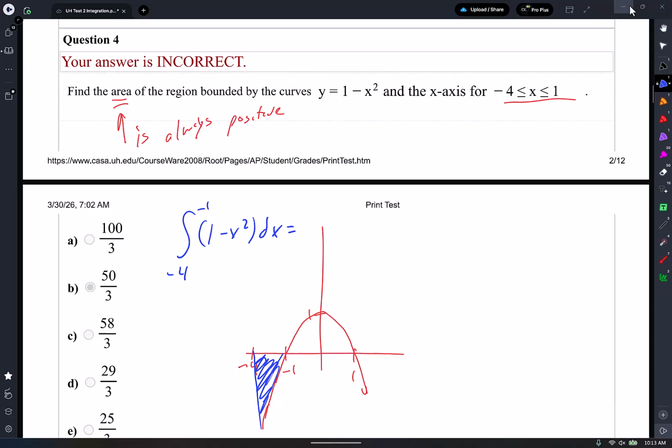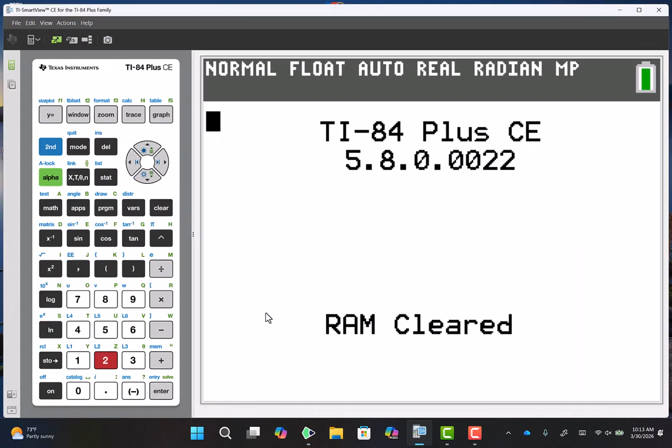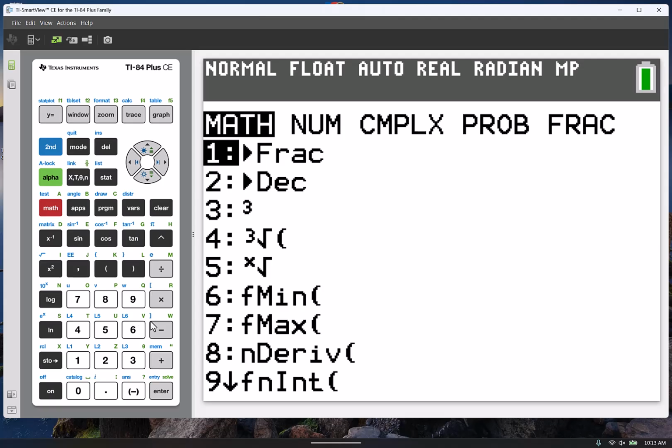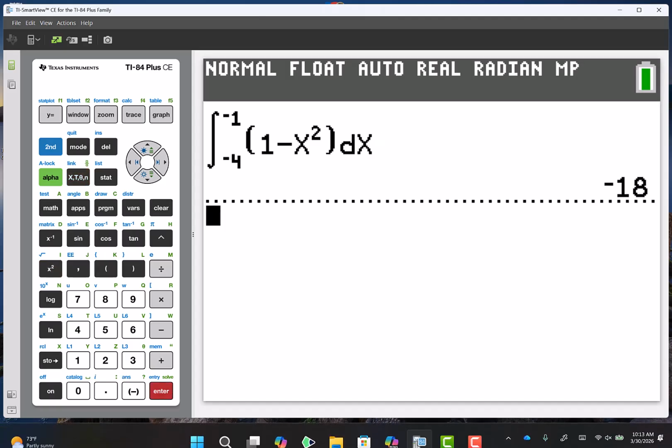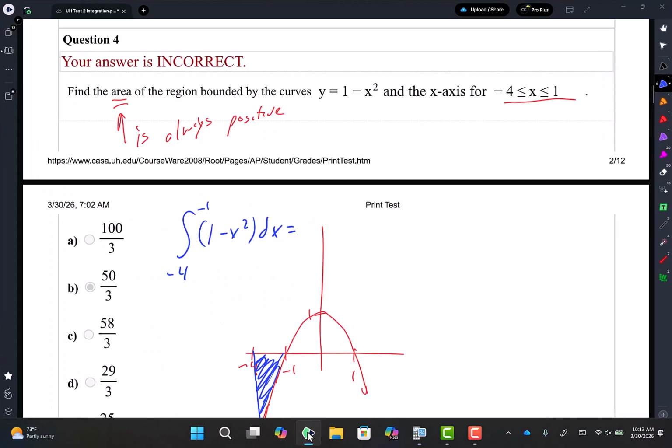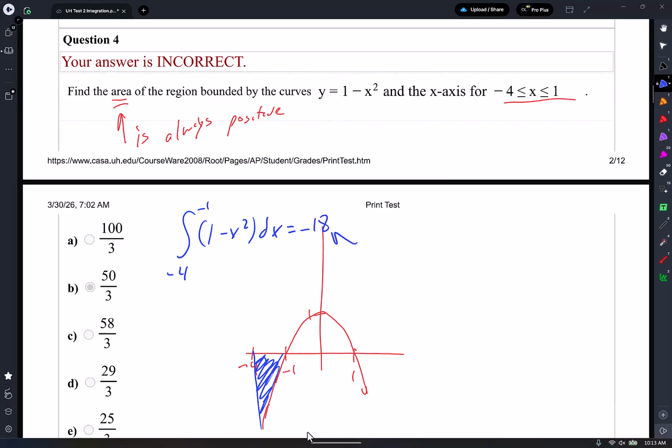So take your calculator, and I'm going to go math. Numeric integration, -4 all the way to -1. Remember, I'm doing it in pieces. Of 1 minus x squared dx. Now, whatever you get, you're going to turn into a positive. So I got -18. So I'm going to write for now, -18. I'm going to put in here for good notes: turn positive.